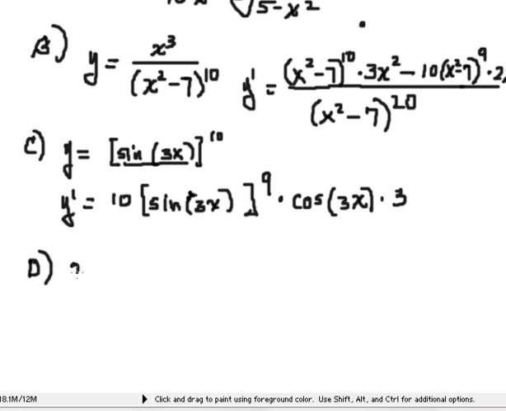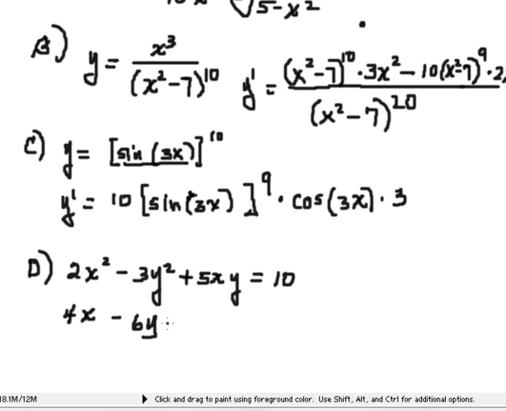Here, in part D, we have a function that's defined implicitly. In other words, it's not solved for y. So we do implicit differentiation. 2x^2 - 3y^2 + 5xy = 10. Term by term, the derivative is 4x - 6y y prime, plus, and here we have a product rule, 5x y prime plus 5y, is equal to 0.